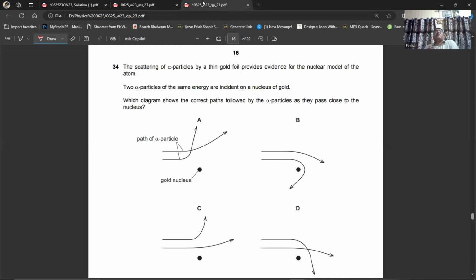Alpha particles are positive, the nucleus is positively charged, so they will be repelled, not attracted. The alpha particle which is near will be repelled strongly, so it will be deflected more. The one which is at a distance from the nucleus will also be repelled, but it will deflect less because it experiences a smaller repulsive force, as its distance from the nucleus is greater. So I think A is the option. A is the option, sir.